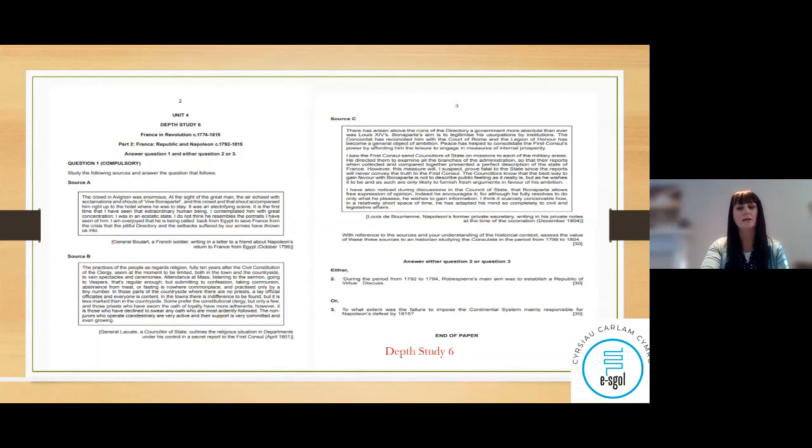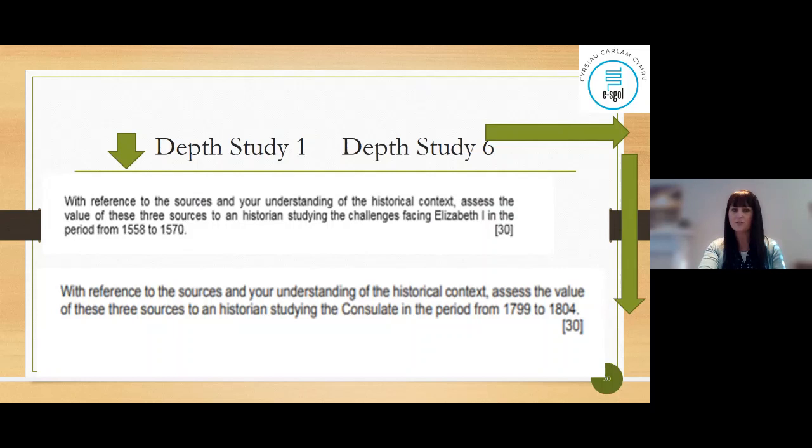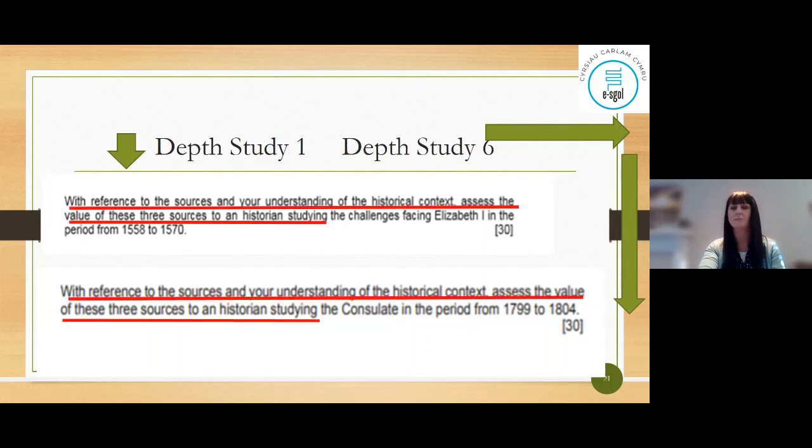Okay, so there we have the example from Depth Study 6, and the paper looks exactly the same, but obviously the content will be linked into that particular depth study. So the stems of the question, when we zoom into Depth Study 1 and Depth Study 6, stays exactly the same. Okay, it changes because Depth Study 1 will ask you to focus on Elizabeth in the period 1558 to 70, and the Depth Study 6 will focus on their area of study. Okay, and obviously every depth study then would change depending on what they wanted you to focus on, but the stem of the question is the same.